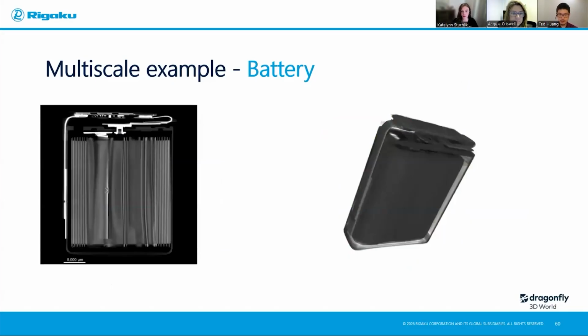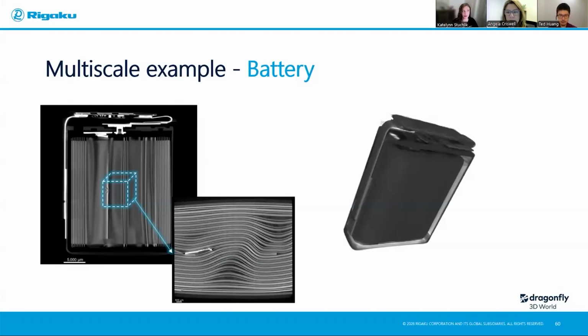Next, this is an example of a battery. There's another example where you don't want to cut it open if you don't have to, for multiple reasons. In this case, we did a whole scan of the battery to see what's wrong, and specifically the delamination of the cathode and anode. And then the high resolution scan at the center delamination area.